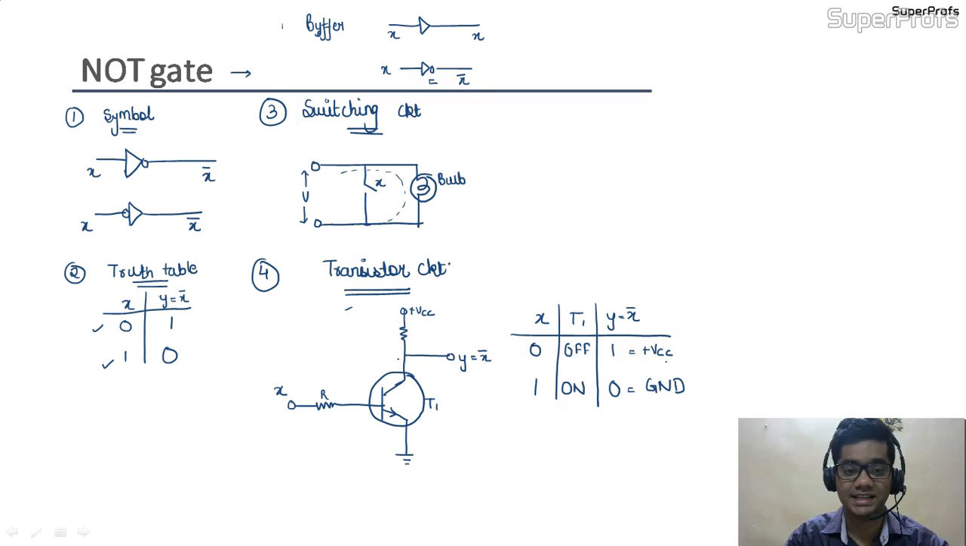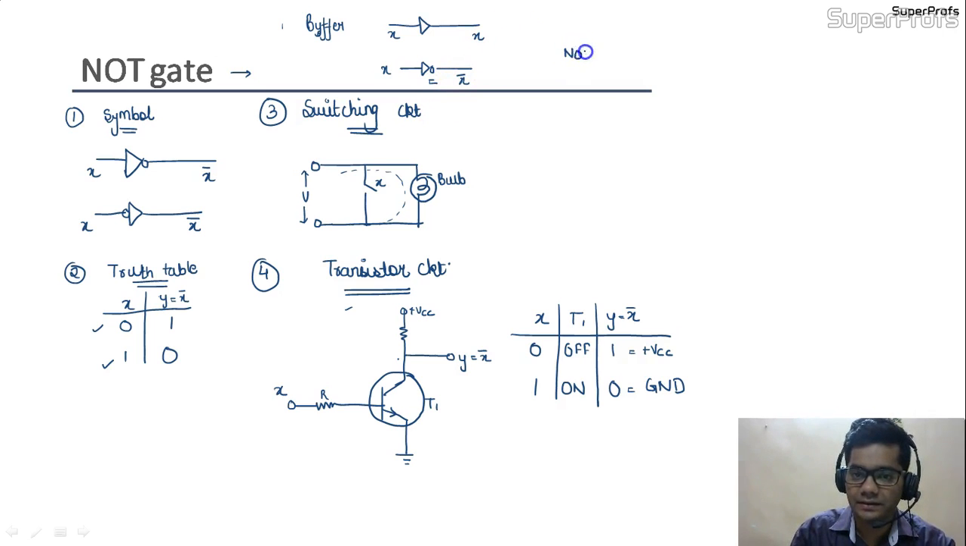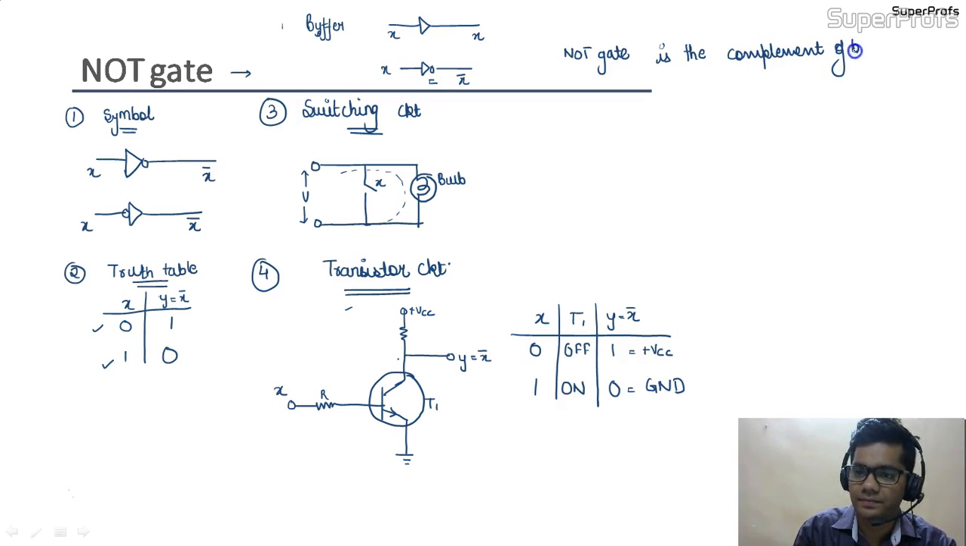Okay students, so we can see the symbol, the truth table, the switching circuit, as well as its transistor circuit. So you can draw, and you can also write one point, that NOT gate is the complement of buffer. So quickly write these points. Next we are going to see the properties of NOT gate.